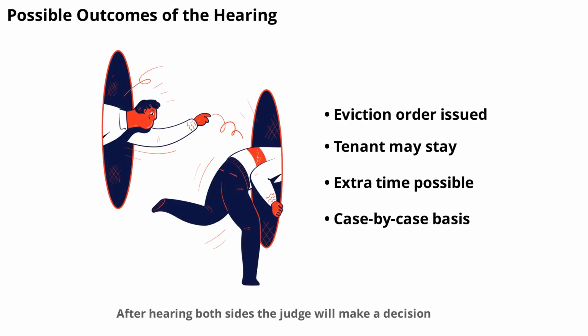After hearing both sides, the judge will make a decision. If the landlord proves their case, the court will issue an order for eviction. If the tenant successfully defends against the eviction, they may be allowed to stay. Sometimes, the court may grant extra time for the tenant to move out or pay overdue rent. The outcome depends on the evidence and the specific circumstances of the case, making each eviction hearing unique.